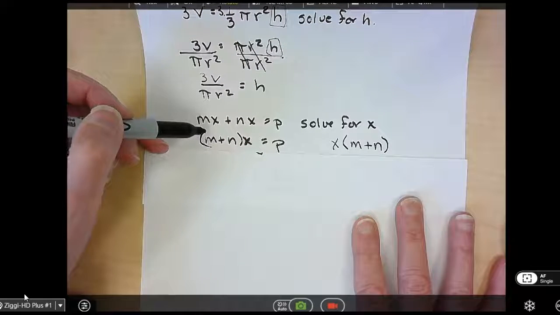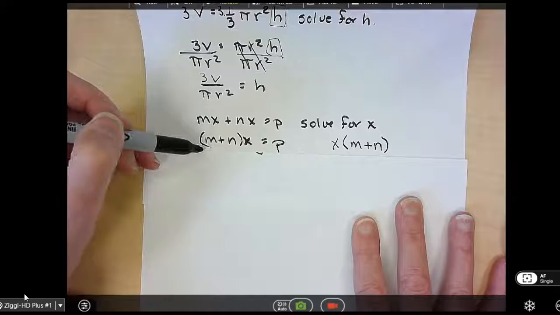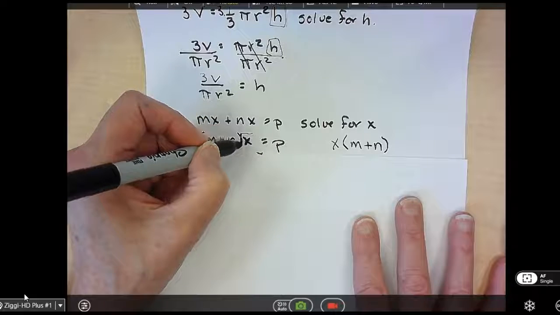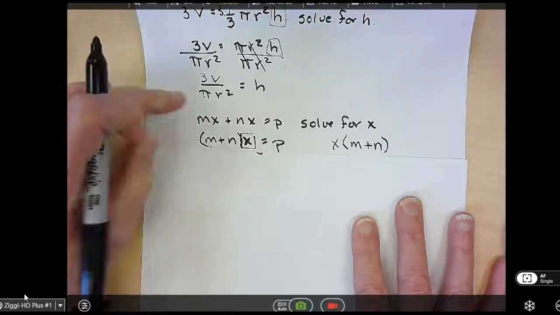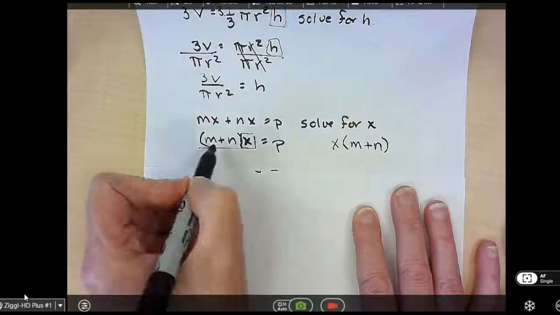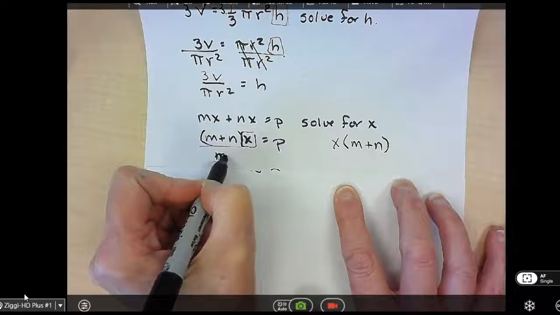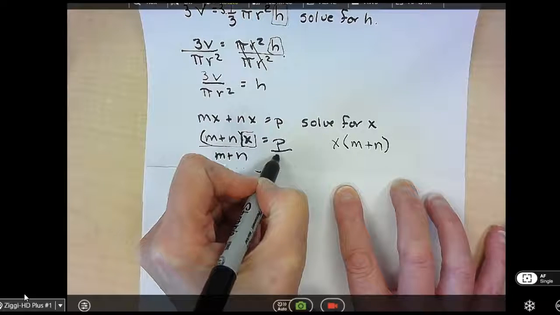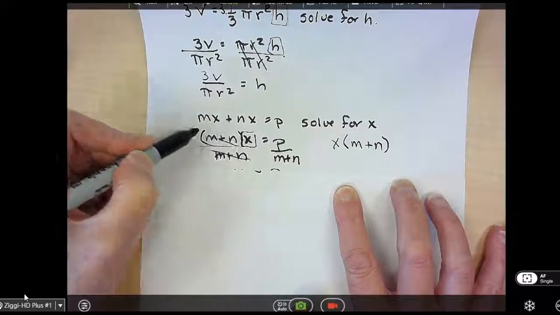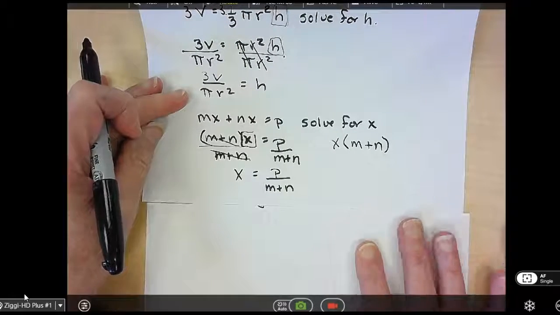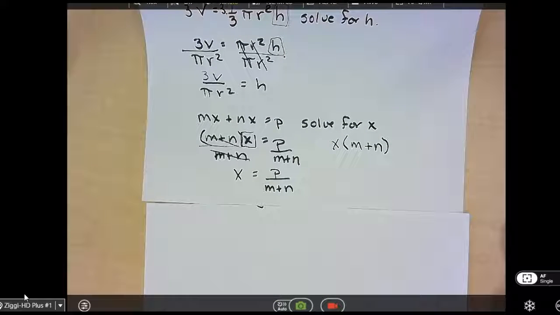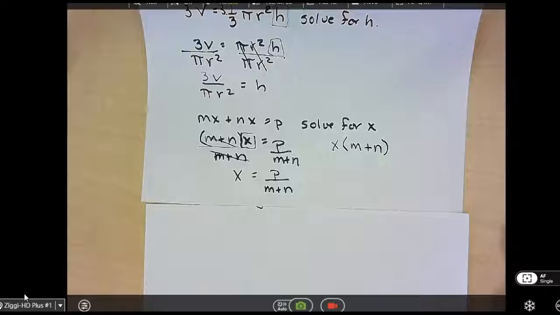So now that I have in parentheses a number, m plus n, times x, and I'm solving for x, I have to get rid of the m plus n. So it was multiplied by x, so I have to divide both sides by m plus n. On this side, this cancels, leaves me with x. On the right side, I have p divided by n plus m. Those are some examples of problems you'll be hitting in your homework.